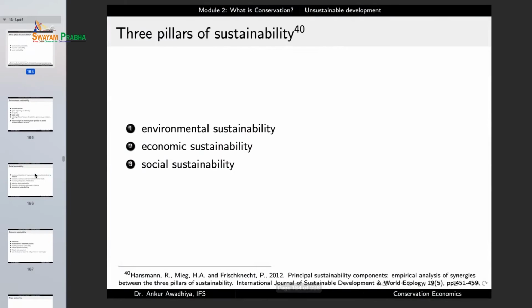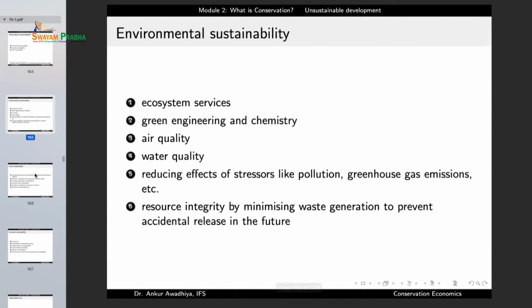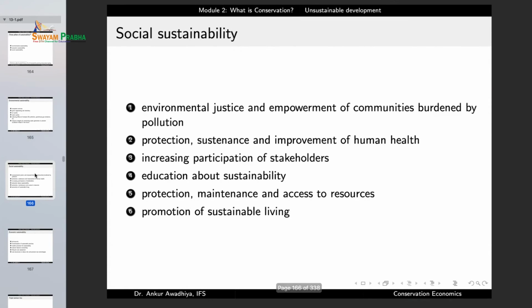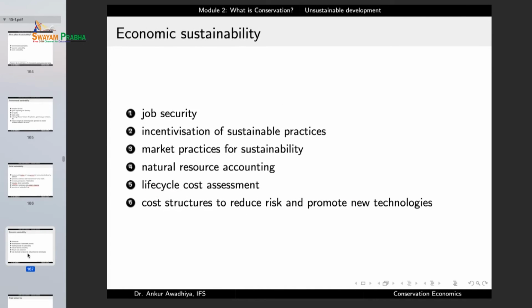Now, in this context, we looked at three pillars of sustainability: environmental sustainability, economic, and social sustainability. And we looked at different components of these: ecosystem services, air quality. When we talk about social sustainability, we are talking about justice, empowerment, education, and access to resources. So these all things are social sustainability. And we also look at economic sustainability. That is things like job security, incentives, market practices.